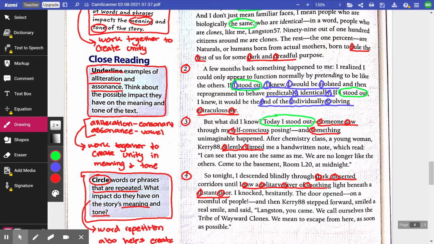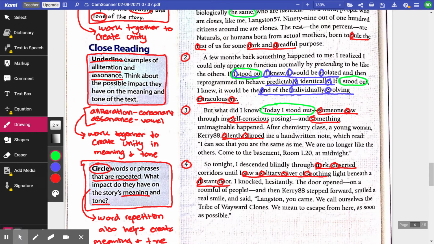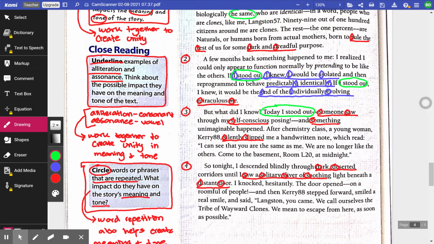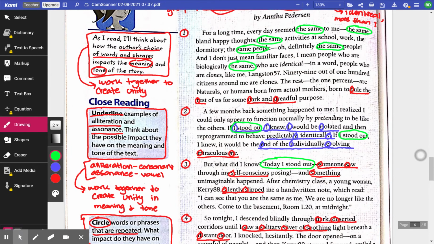So the repetition of that phrase, I stood out, is kind of showing us the evolution almost of Langston going from being totally afraid of people recognizing him to someone recognizing that he's a little different, that he is more so conscious. So before we move on, we've done both of our close readings.